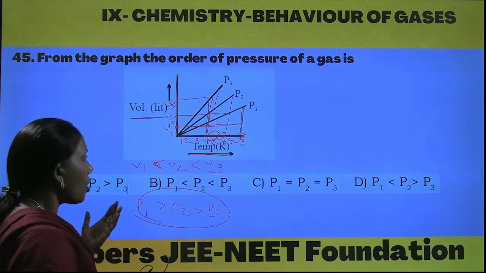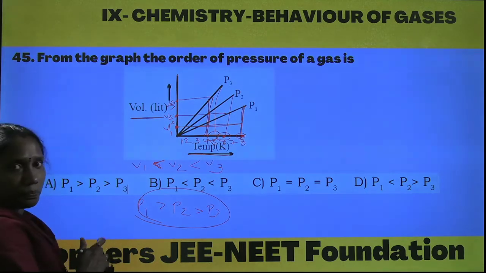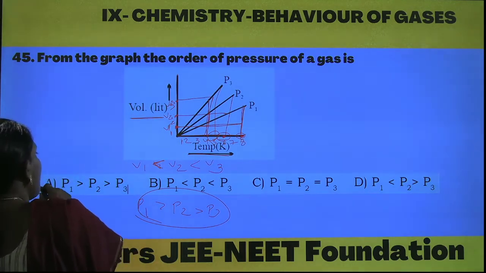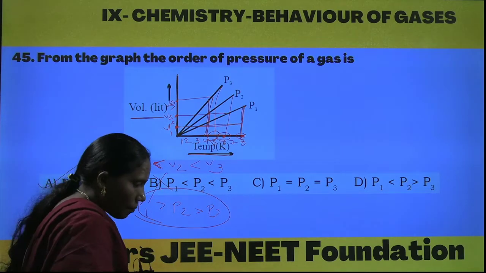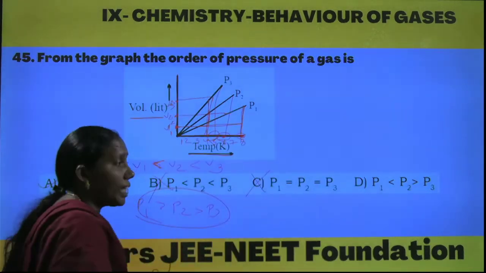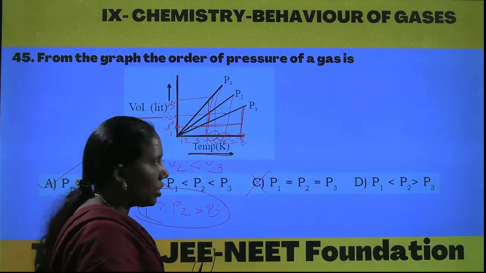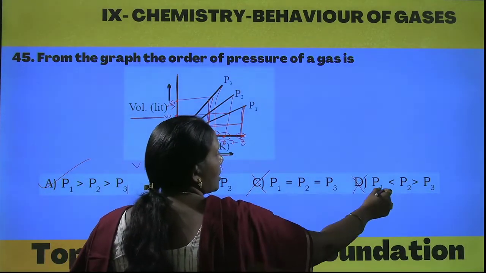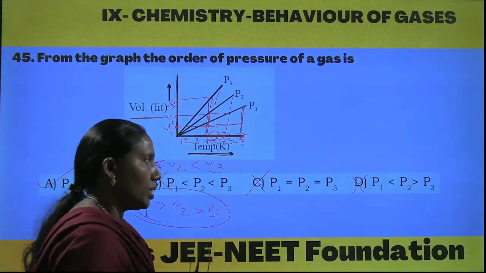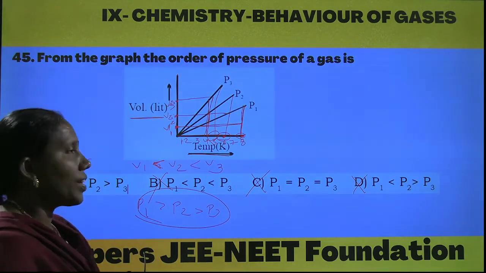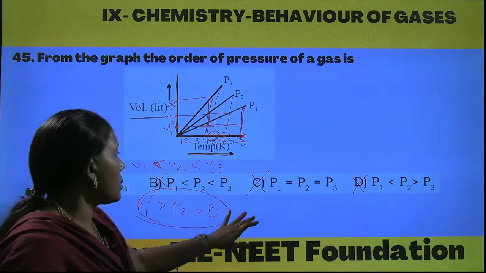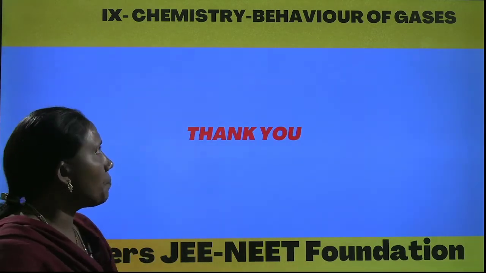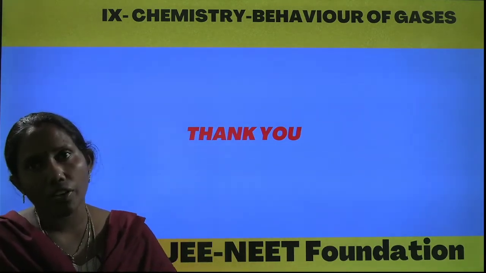So check in the options. First option is P1 is greater than P2 is greater than P3. The next one with less than is given wrong. No, it cannot be equal because both are inversely proportional to each other. Then P1 is less than P2, which is greater than P3. No. So we'll go with the first option. It is absolutely about Boyle's law. Okay, so this is the behavior of gases in total.